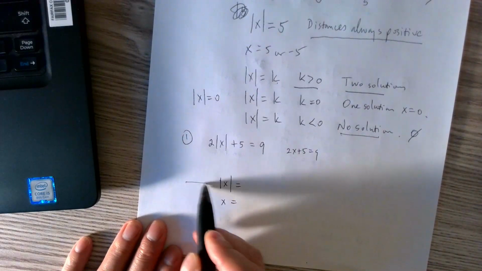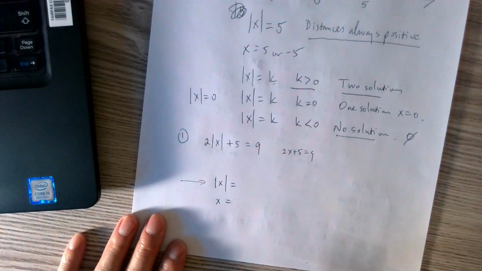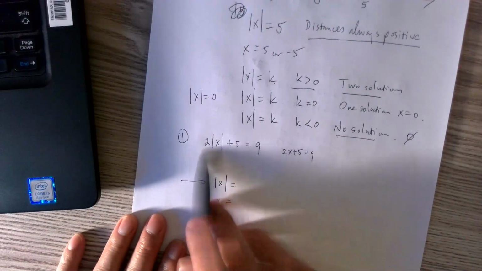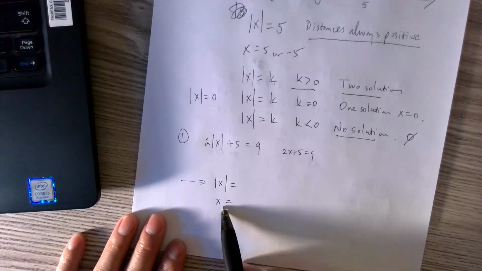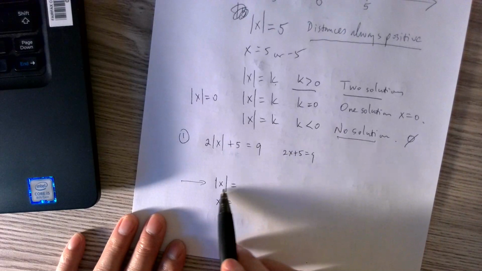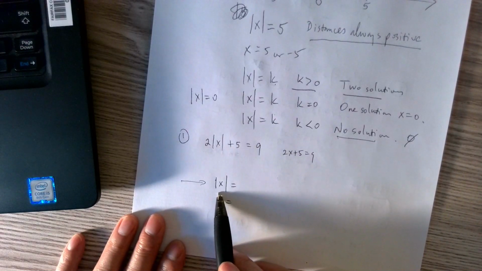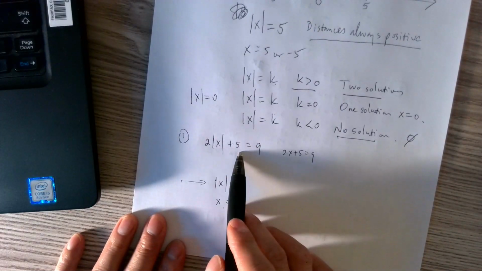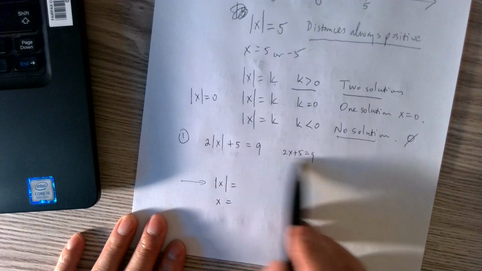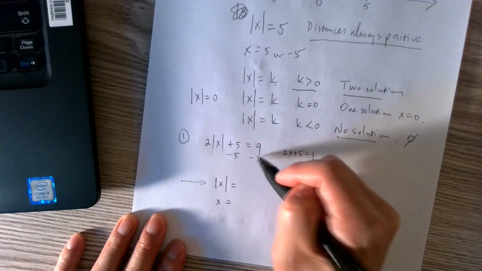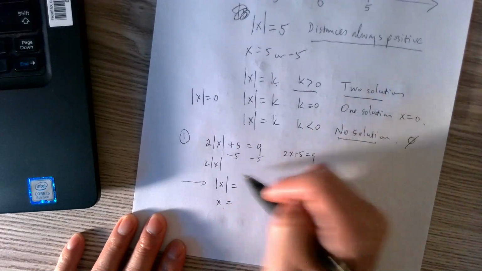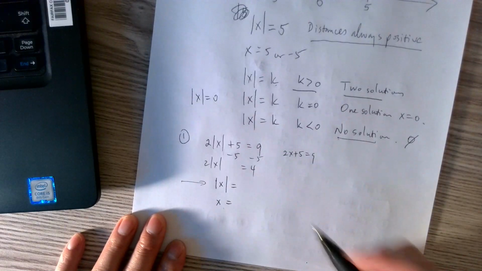So if this is our destination, I'm really doing no different here than I would here. Here, I'm trying to get x equals. Here, I'm trying to get absolute value of x equals. So I'm going to do the same thing in this two-step equation that I would normally do for this equation. So I'll subtract 5. And then I'll divide by 2.